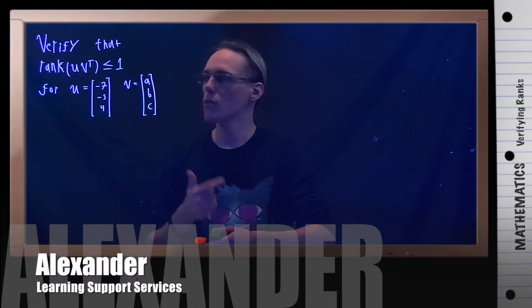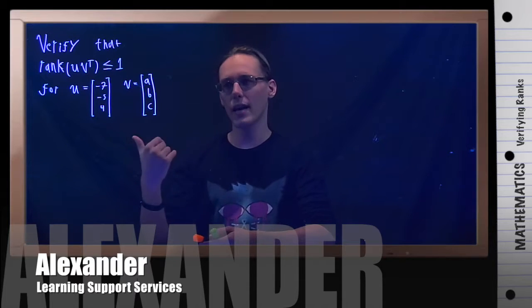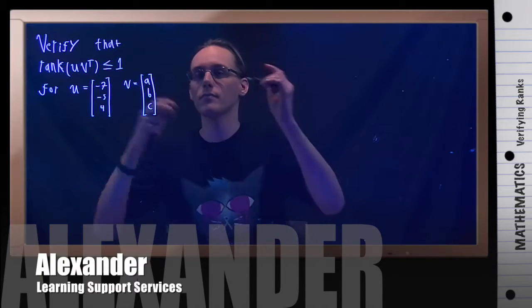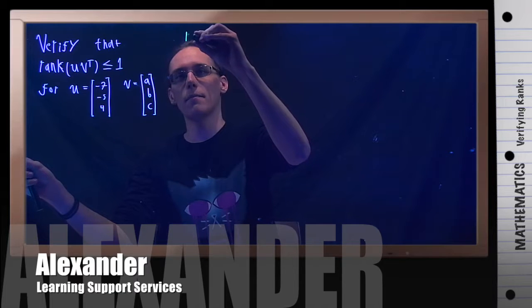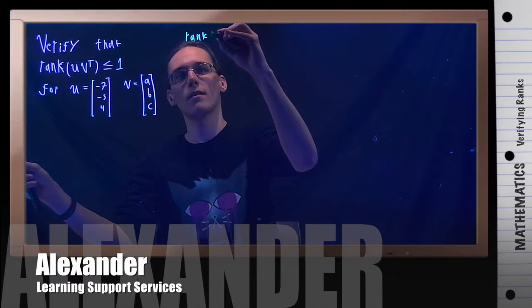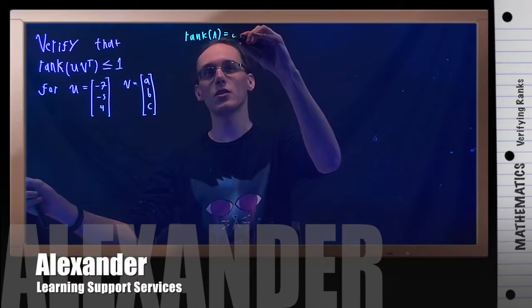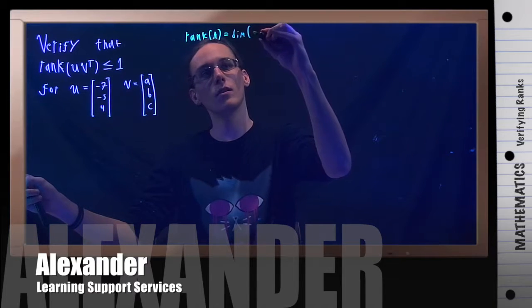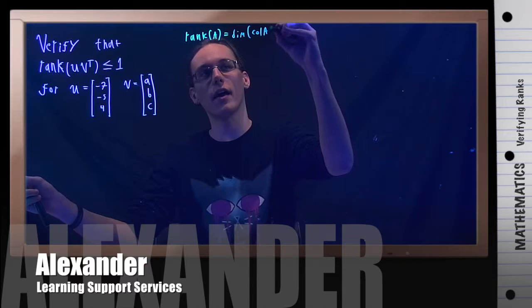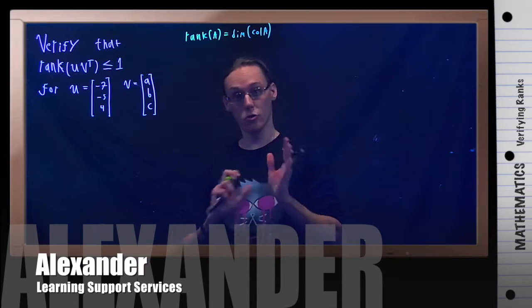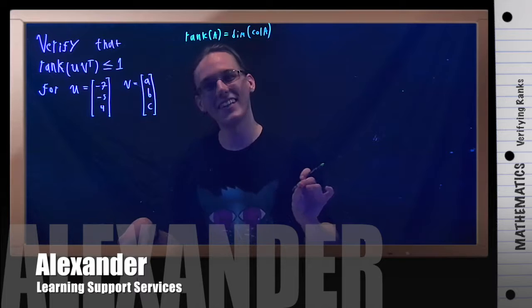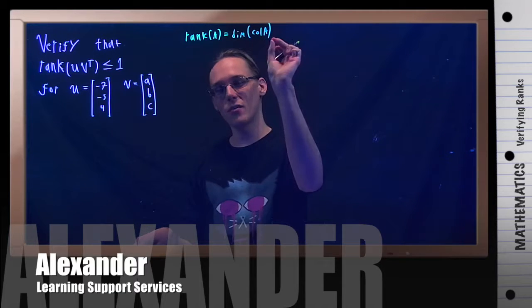So first of all, what does rank mean? What's the rank of a matrix? Well, if we have a matrix A, the rank of A is equal to the dimensions of the column space of A. So I'm sure that's super helpful. Here's what that means. The dimensions of the column space of A.